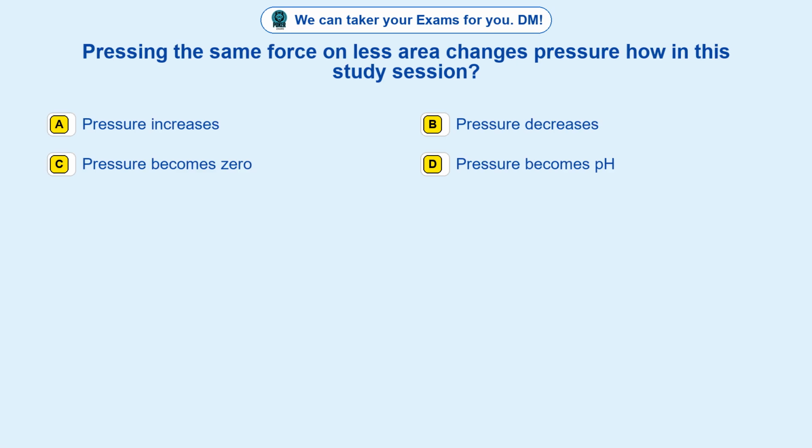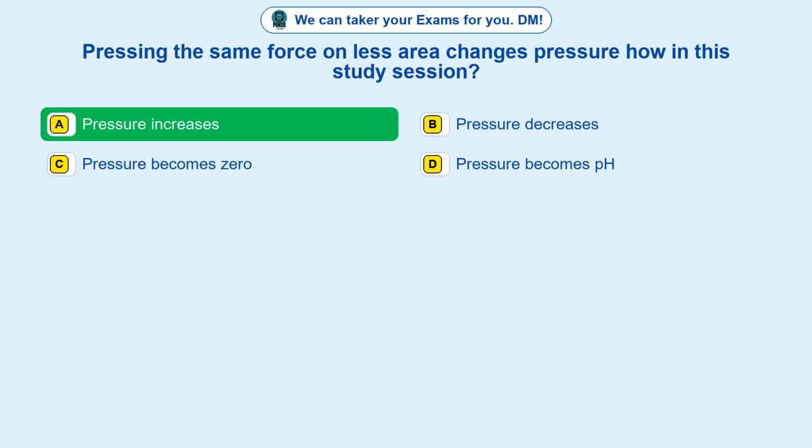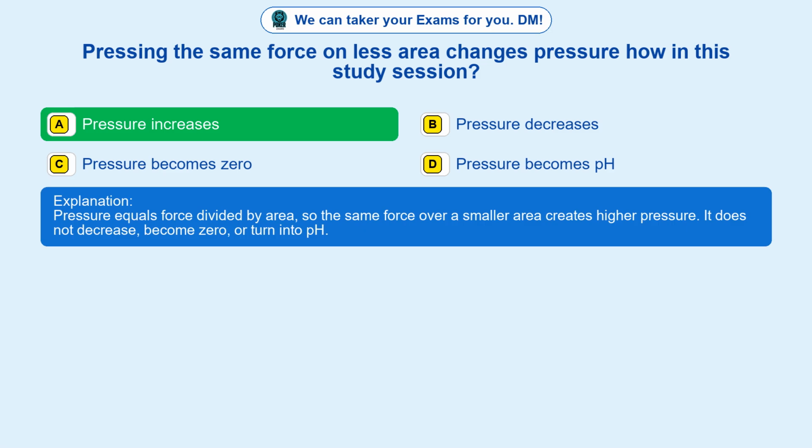Question 79. Pressing the same force on less area changes pressure how in this study session? Option A, pressure increases. Option B, pressure decreases. Option C, pressure becomes zero. Option D, pressure becomes pH. The correct answer is option A. Pressure increases. Pressure equals force divided by area, so the same force over a smaller area creates higher pressure. It does not decrease, become zero, or turn into pH.